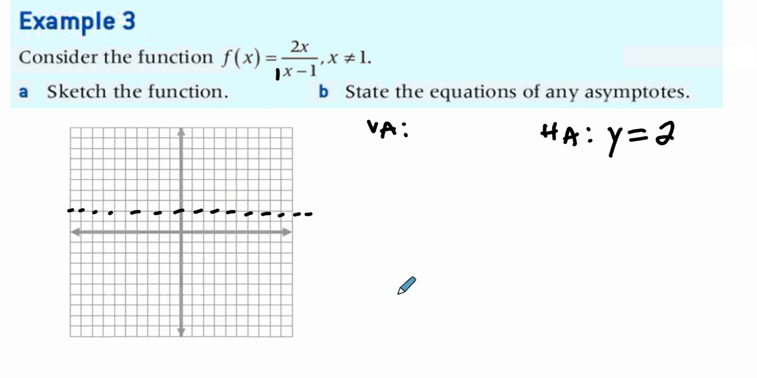Where does my denominator equal 0? At 1. Does x minus 1 cancel out with the top? Is there a factor of x minus 1 on the top? Nope. Therefore, there is a vertical asymptote at x equals 1. And then you can plug in a number on each side and graph it.